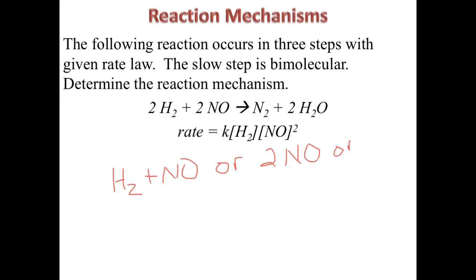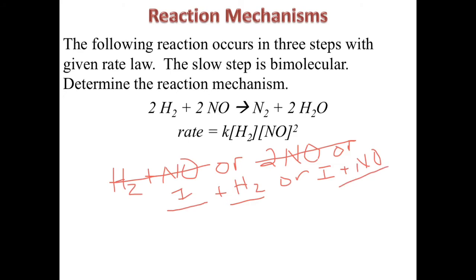or the slow step is something unknown, an intermediate, plus either hydrogen or an intermediate plus NO. Seeing how this is termolecular, we are going to suppose that we have an intermediate from a previous step, so we won't look at H2 plus NO or 2 NO in the reaction. We're going to form an intermediate and either react it with H2 or react it with NO.